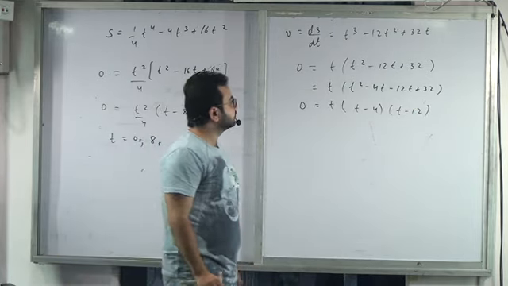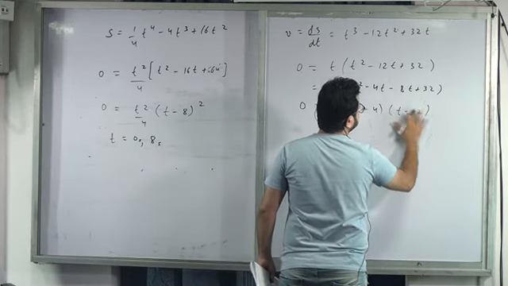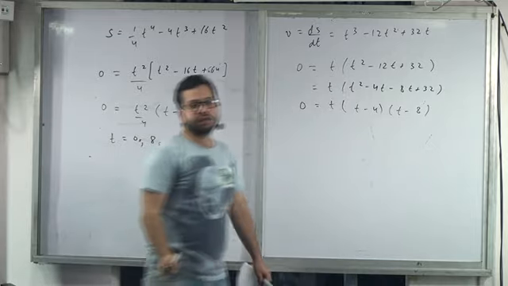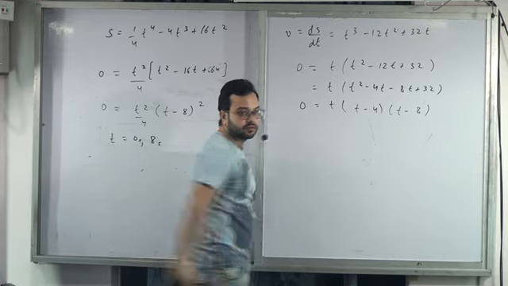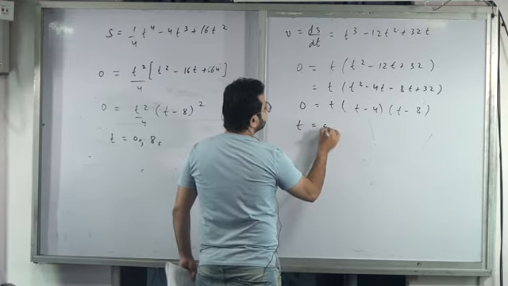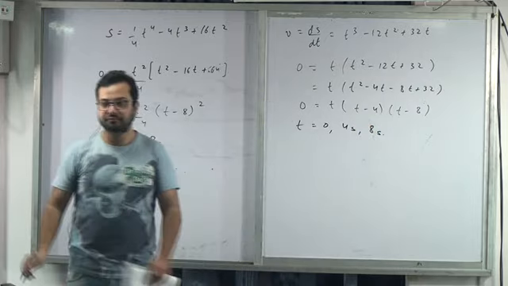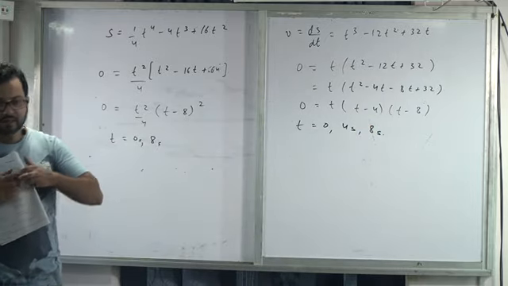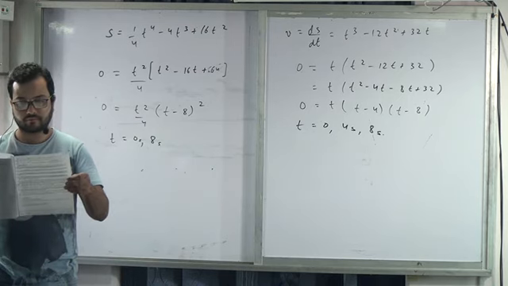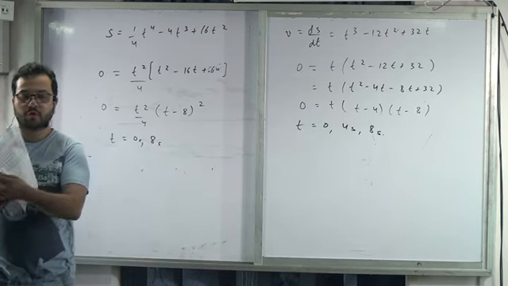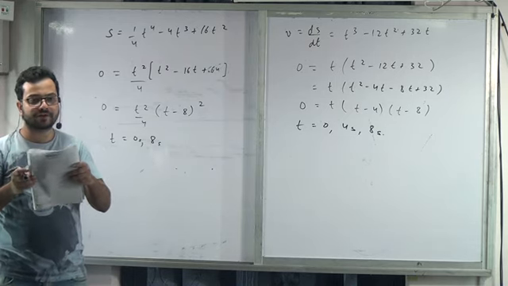Sorry, 8t. So that will be t into t minus 4 into t minus 8. Either this is 0 or this is 0 or this is 0. That means t can be 0, 4 seconds or 8 seconds. Is that right? Any problem? Excellent. Now go to question number 2. We should breeze through these questions. Very simple questions.